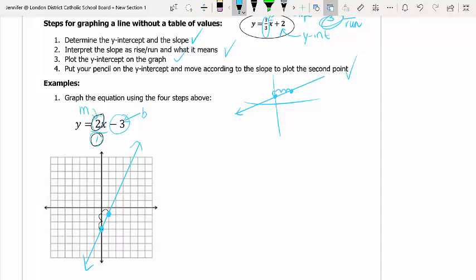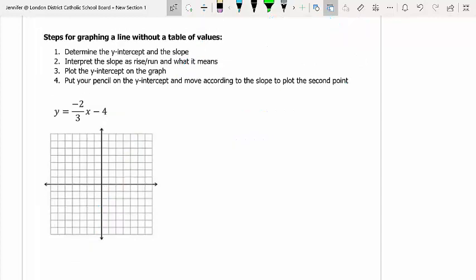You can see how quick that is. It's so much easier than actually filling out an entire table of values and doing the math that way. The next question is graph y equals -2 over 3x minus 4. Let's follow our steps. First, determine the y-intercept and the slope. There's the y-intercept. There's the slope.